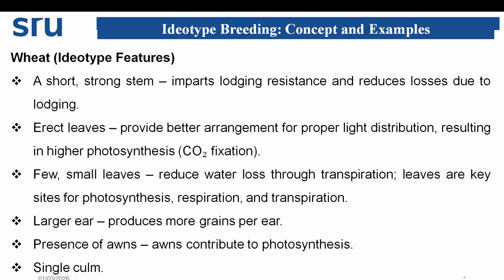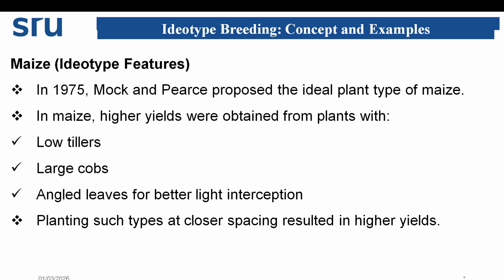Large ear. So it will produce more grains per ear. Then next character, presence of awns. That is, awns contribute to photosynthesis. And last, single culm. So these are some ideal characteristics, ideotype features of wheat.